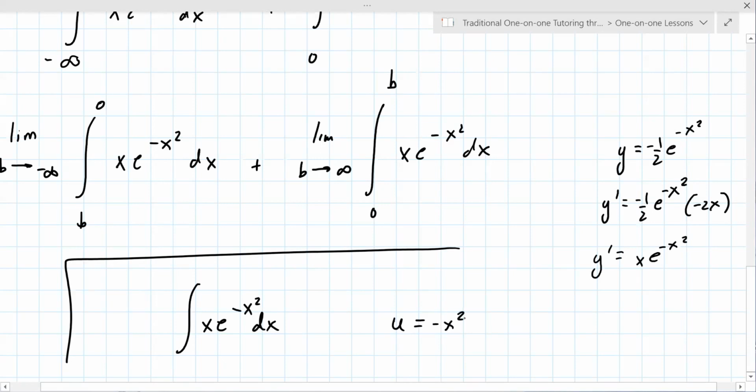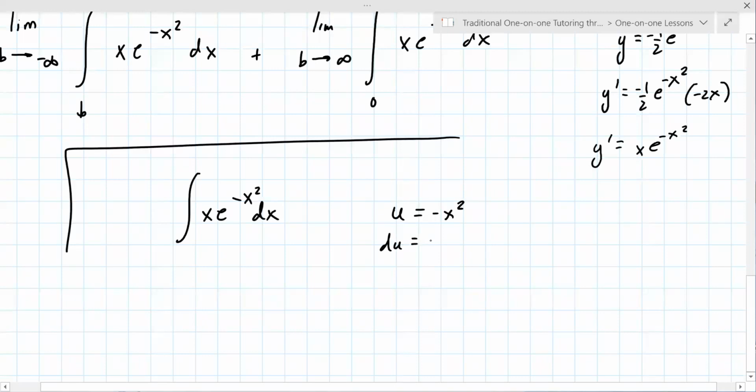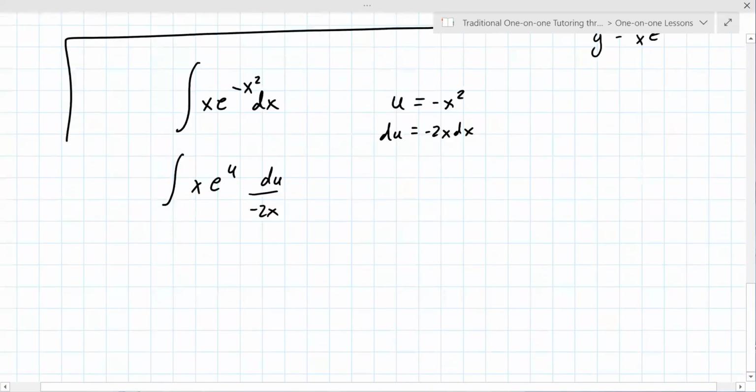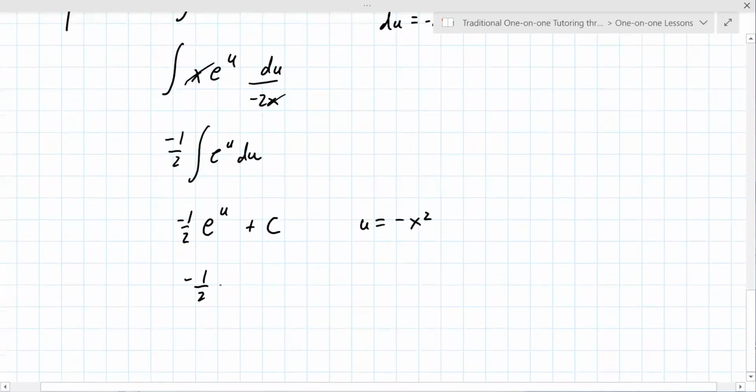Okay. So the u is minus x squared. du is minus 2x dx. So this is the integral x e to the u. dx is du over minus 2x. Is that comfortable? All right. So the x's cancel, and you get negative 1/2 integral e to the u du. What is the antiderivative of e to the u? It is itself, right? Plus c, but u is minus x squared. So your minus 1/2 e to the minus x squared plus c is your final answer.